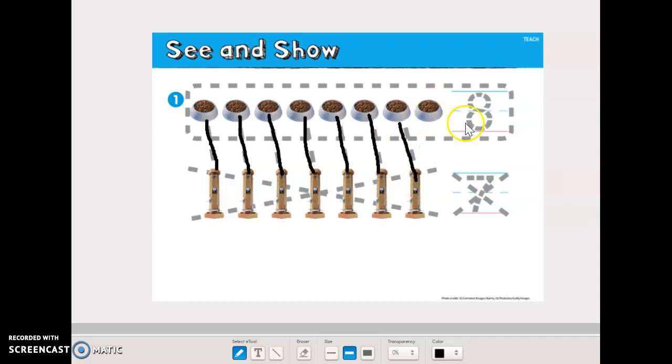All right, so we're going to write how many. So here's 8 on top. And then we have 7 below. Now, because 8 is the bigger number, we get to draw a circle around that whole object.